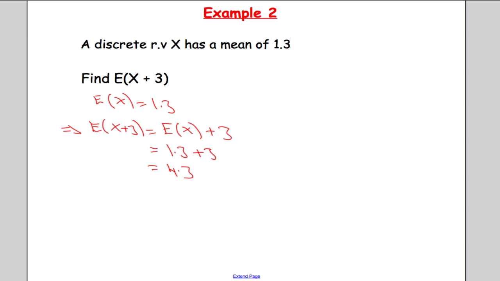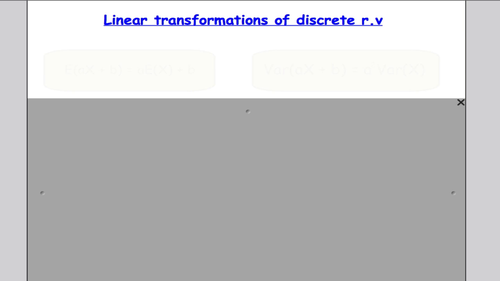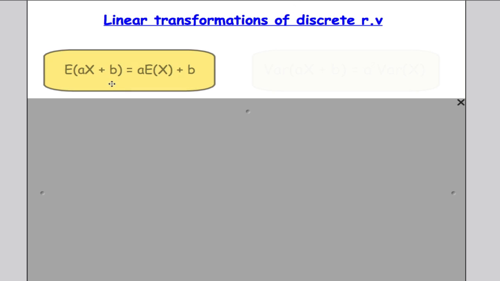So that's how we transform a discrete random variable. Now, let's put that together. We can actually combine the two transformations and end up with this. If I want to transform a variable by multiplying it by something and adding something on at the end, so a linear transformation, I simply combine the two things that we just did. So the expected value of ax plus b is simply a times the expected value of x plus b at the end. And now it can also be shown what happens when we transform the variance.